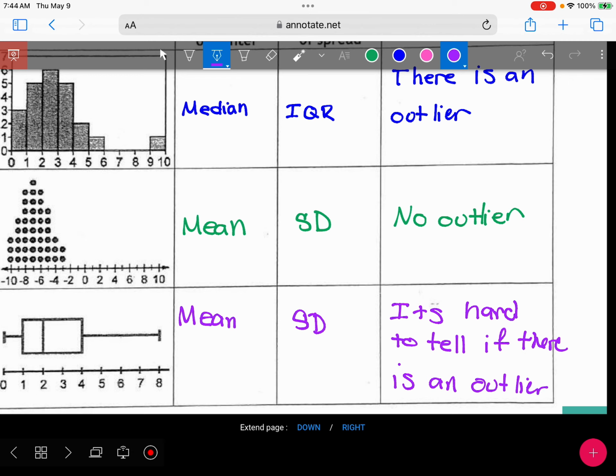So if there's an outlier, we use median and IQR. If there is not an outlier, we use mean and standard deviation. If it is really hard to tell, we're going to use mean and standard deviation.